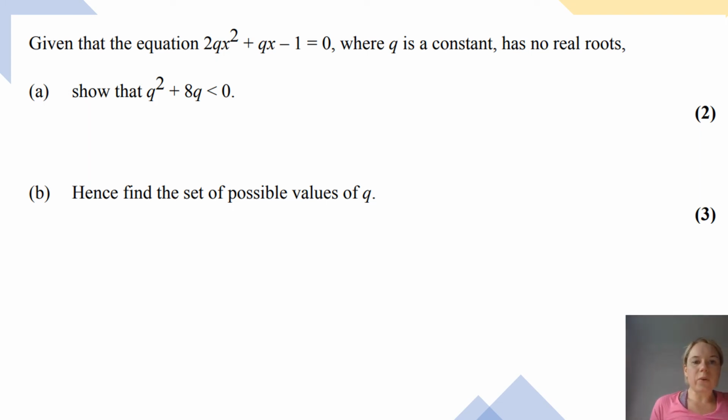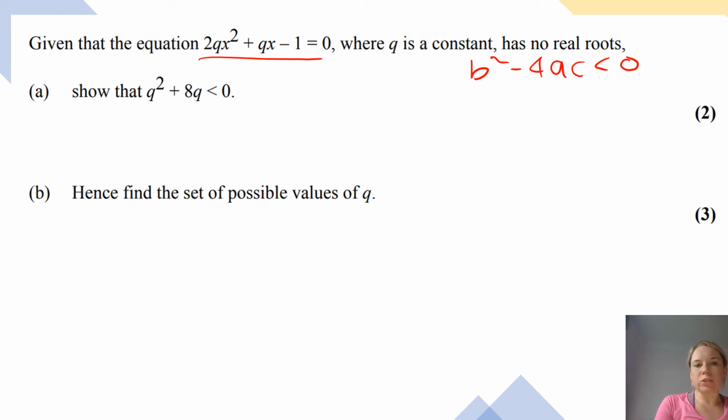Okay, given that the equation, and so this is a quadratic again, q is a constant and has no real roots. And again, when it has no real roots, it's going to be b squared minus 4ac is less than 0. So quadratics, if you know about the discriminant and how it works, that's like the biggest thing. Okay, show that q squared plus 8q is less than 0. So again, we're just rearranging this. It just wants us to rearrange it to this, and show that always means that you need to get to that point in logical steps.